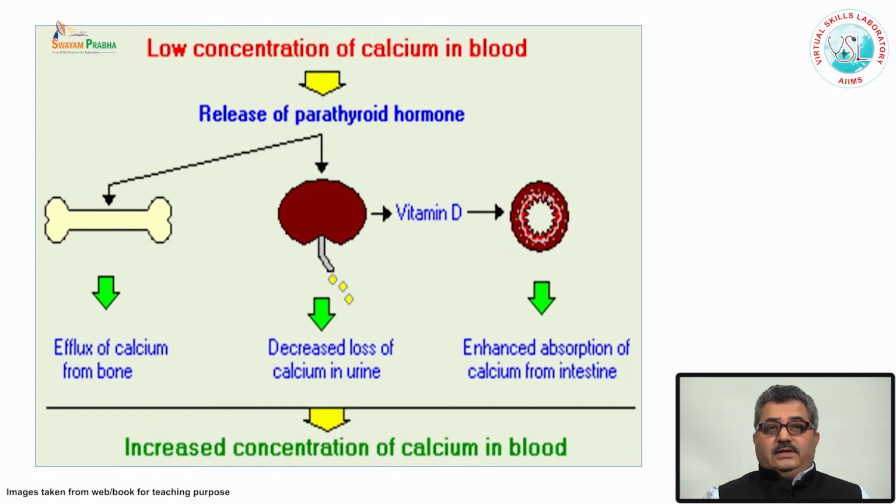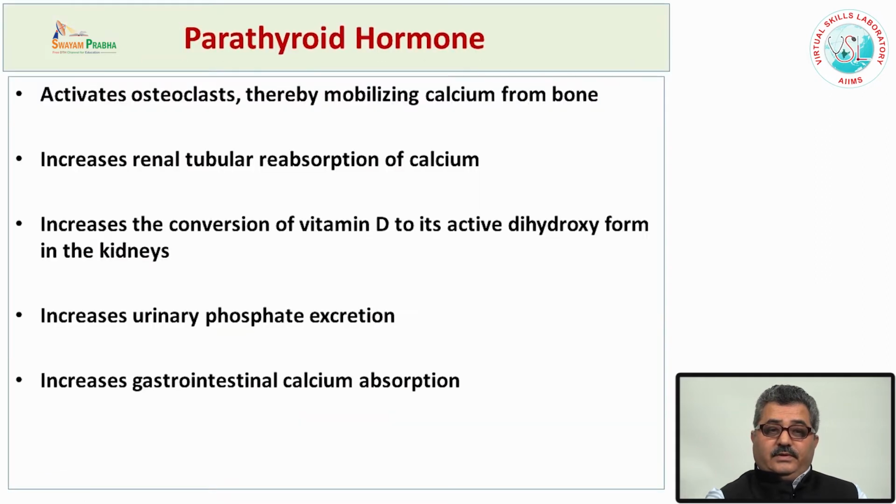Now this shows how the calcium level is maintained. Whenever there is a low calcium level in the blood, the parathyroid hormone is released from the parathyroid glands, which mainly acts on the bone, kidney and intestine. From all these sources, it mobilizes calcium. From the intestine, it enhances the absorption of calcium. From the bones, it mobilizes calcium. And from the kidney, it decreases the loss of calcium in the urine. All these actions lead to an increased level of calcium in the blood.